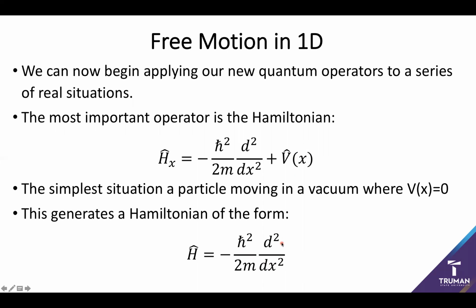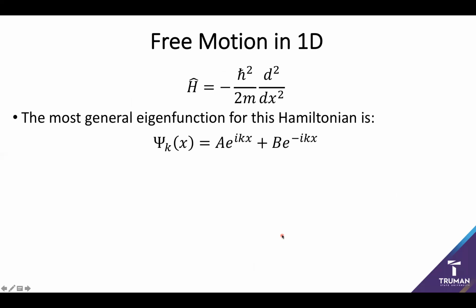Now, this gives us a multiple set of eigenfunctions for our Hamiltonian. However, the most general form is essentially going to be a summation of a e to the ikx plus b e to the negative ikx. So again, from what we've seen before, a certain amount of the movement going forward, a certain amount of the movement going backwards.